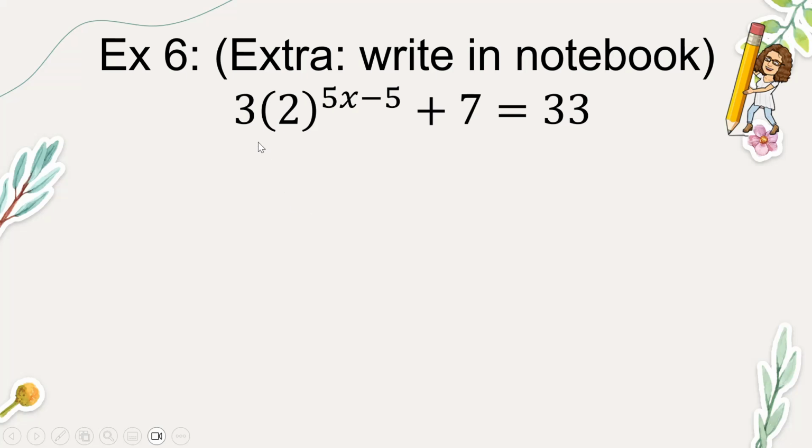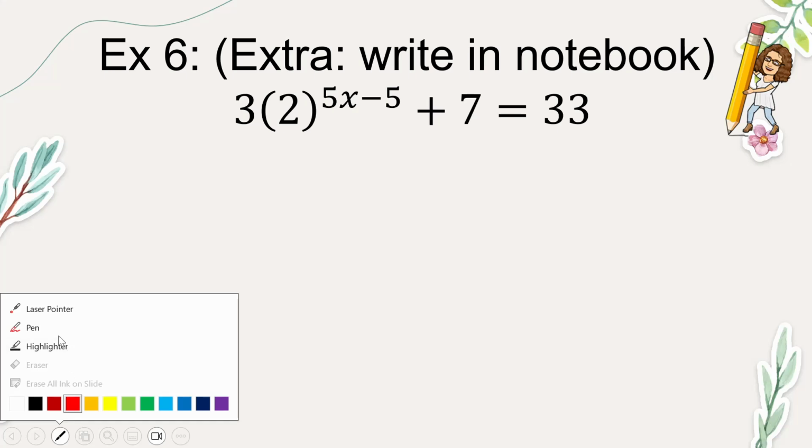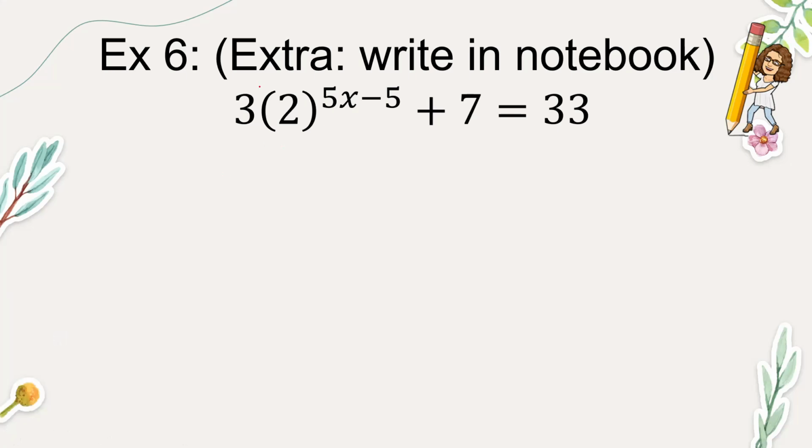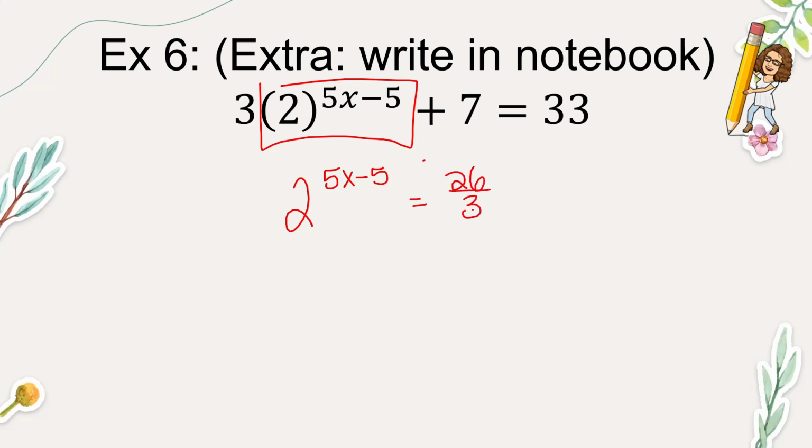So again, oops, lost my pen. I need to get this part alone, right? So I'm going to subtract 7 and divide by 3. So 33 minus 7 divided by 3. Ooh, that one doesn't turn out nice at all, does it? So 5x minus 5. That's just 26 thirds. I'm going to leave that as a fraction there so I don't have to mess with decimal junk.